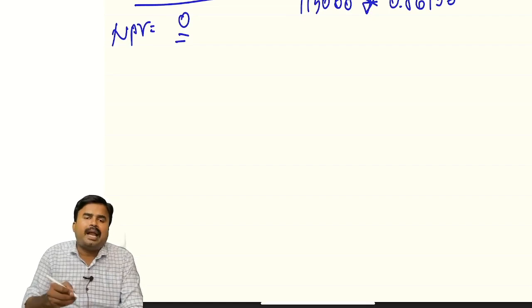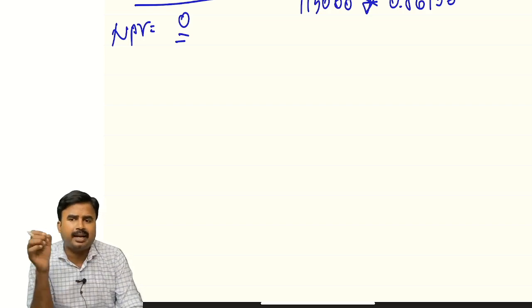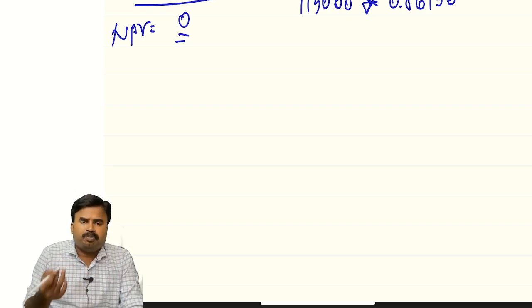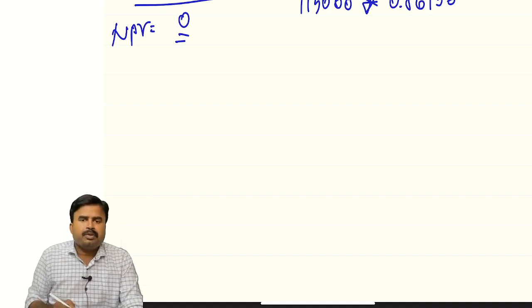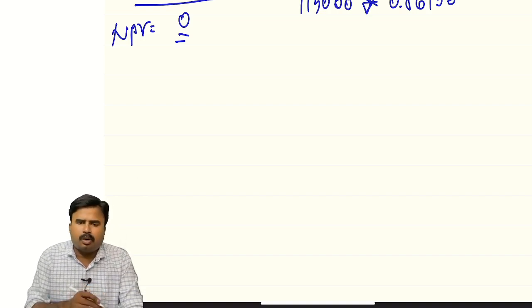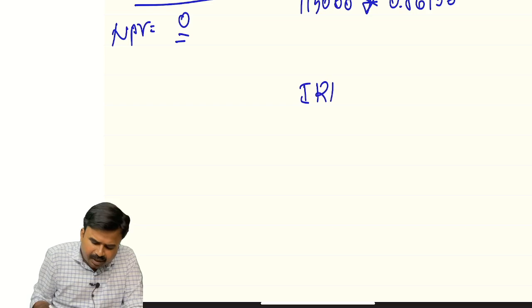Now, how to calculate this IRR? Generally, for a 1 year project life, it is very easy for us to calculate IRR, but for projects with multiple years life, I cannot simply calculate IRR. It should be calculated by the use of several formulas and a conceptual work, right? So let me show you how to do it. IRR.